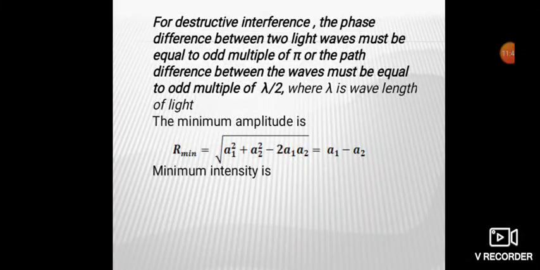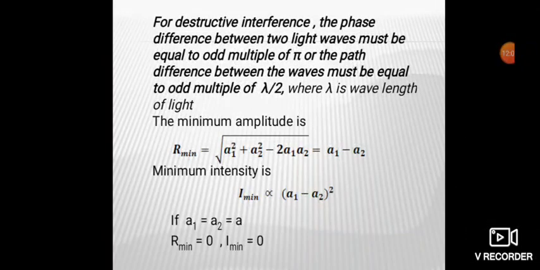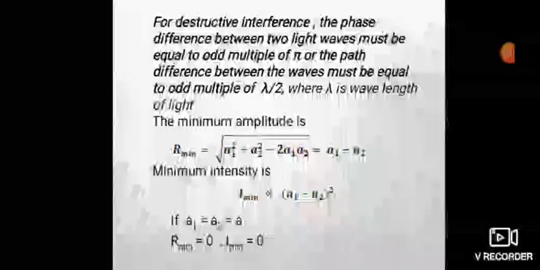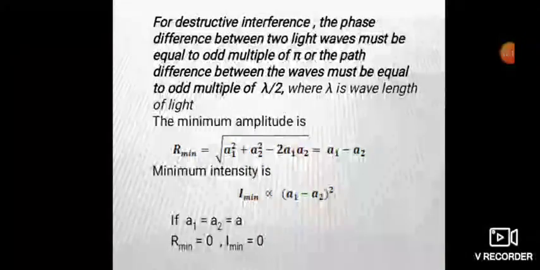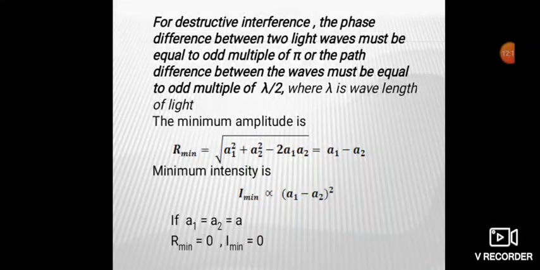Similarly, the minimum intensity I minimum is directly proportional to the square of the amplitude, that is (A1 minus A2) the whole square. If A1 is equal to A2 is equal to A, then A1 minus A2 is equal to 0. Therefore our R minimum is also 0, and similarly I minimum is also equal to 0. So this is what the conditions are for constructive as well as destructive interference. This is very important.